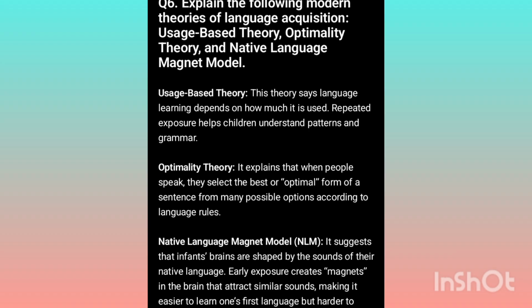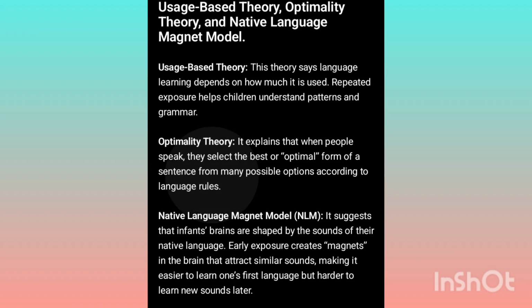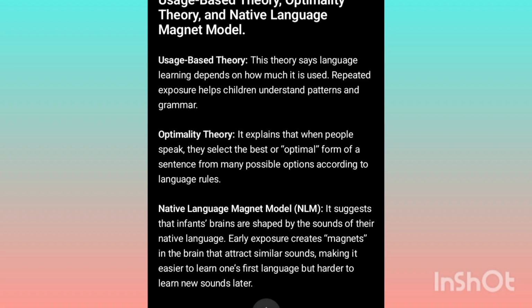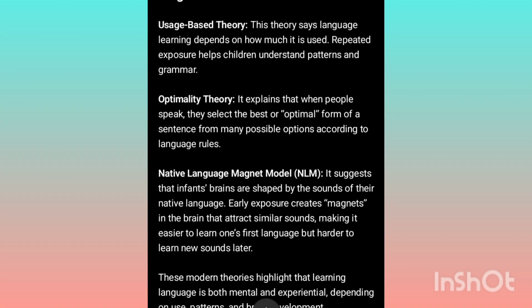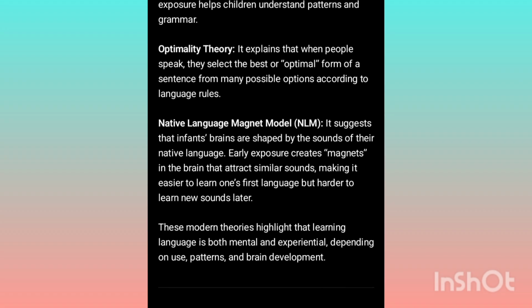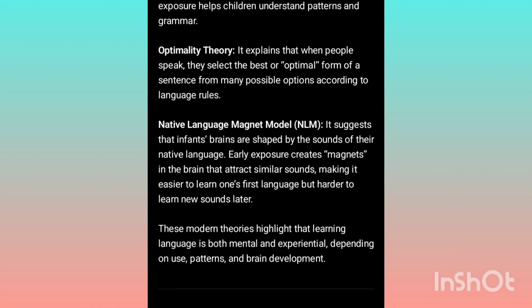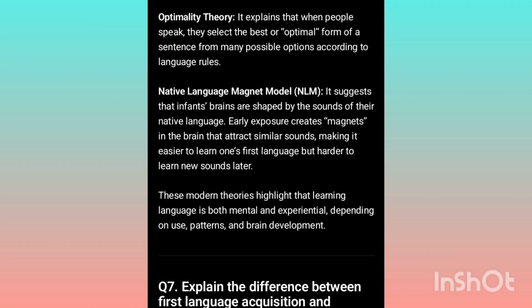Usage-based theory. This theory says language learning depends on how much it is used. Repeated exposure helps children understand patterns and grammar. Optimality theory. It explains that when people speak, they select the best or optimal form of a sentence from many possible options according to language rules.